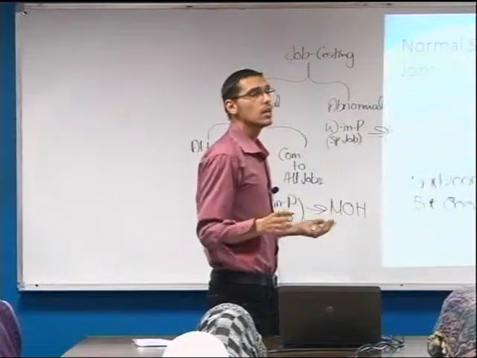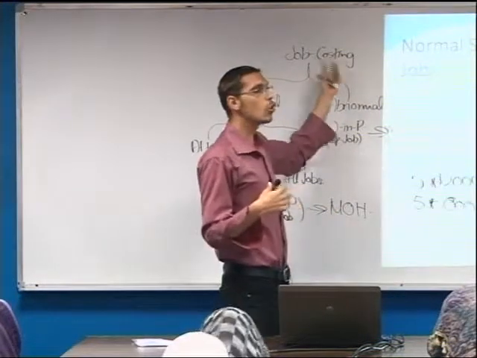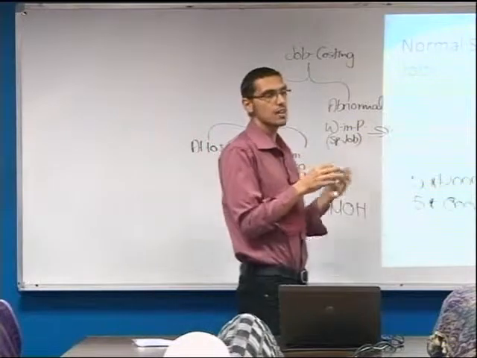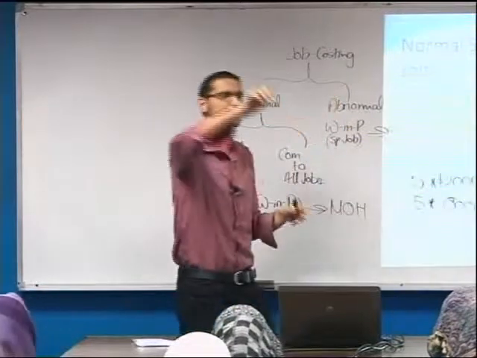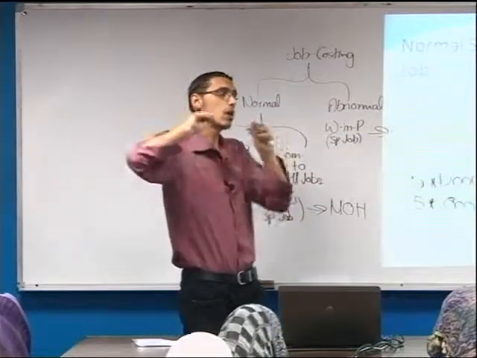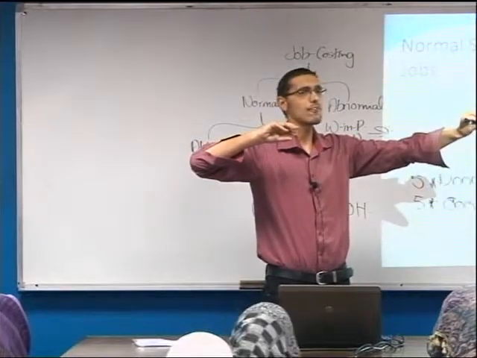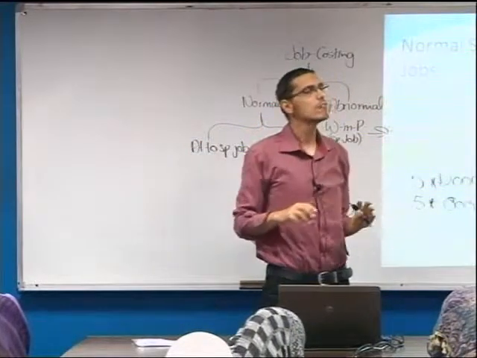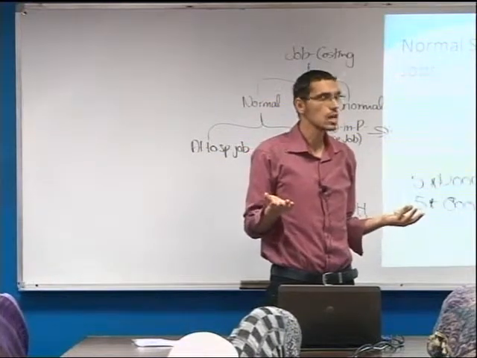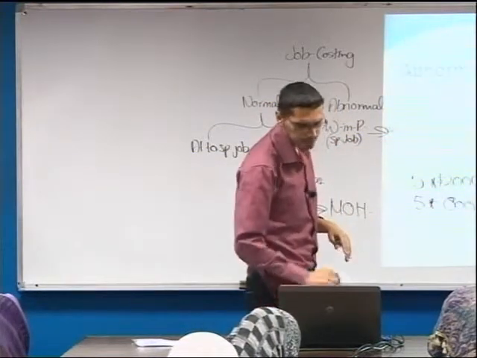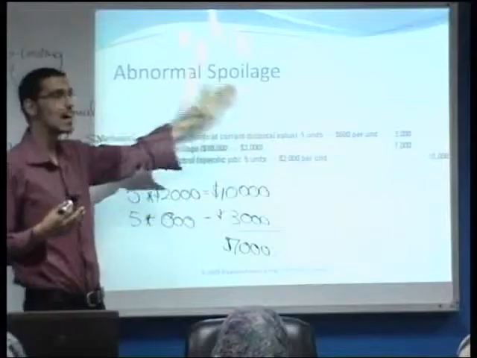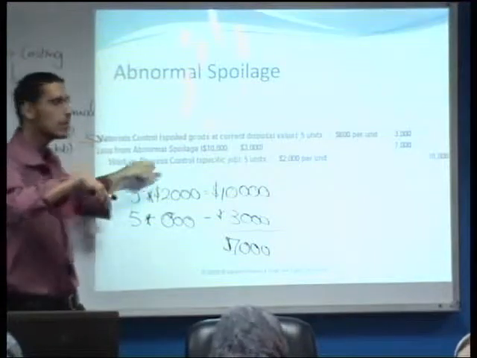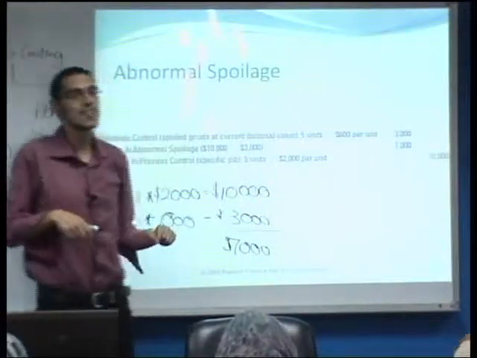Any questions? Now, what if the spoilage is deemed to be abnormal? In this case, if the spoilage is deemed to be abnormal, the same treatment. We are going to take the 10,000 from the work in process, but we are not going to put it in the manufacturing overhead. We are going to put it in the loss from abnormal spoilage. Therefore, the same treatment here. As we can see, materials control will be debited by 3,000. Loss from abnormal spoilage will be debited by 7,000. And the work in process specific to that job is credited by the amount of 10,000.